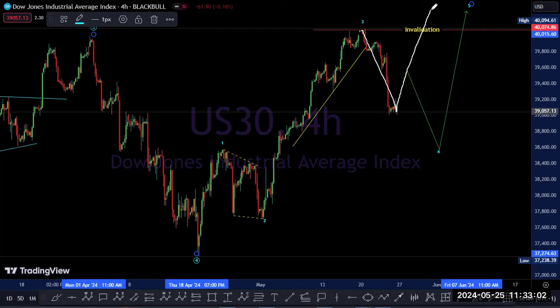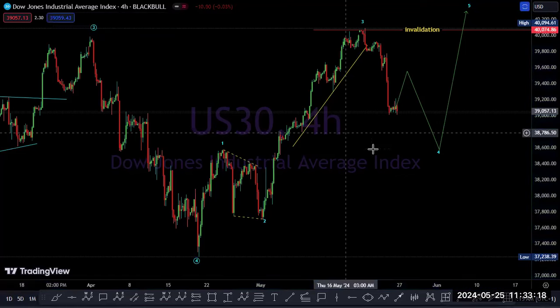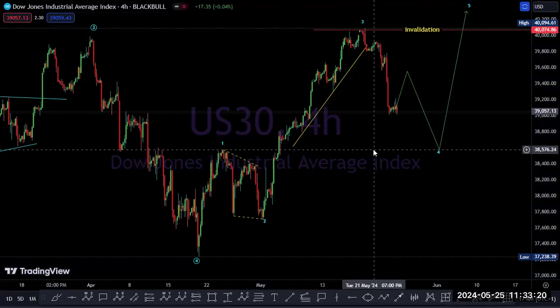This time around, corrections can be a single drop or a single spike, and all have profited. So let's keep our eye on it. Whatever we do, if we have time to go down to the 1 hour and 15 minutes, I'll be able to know the next move.